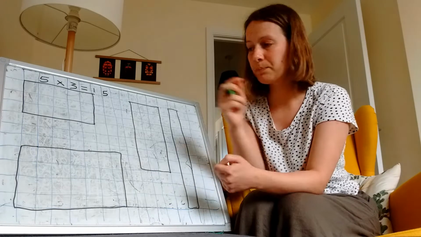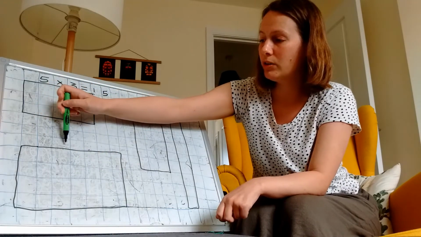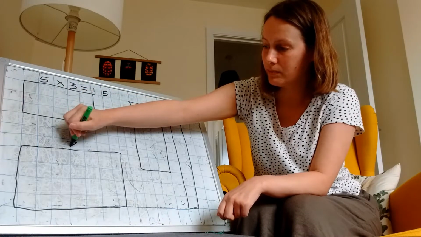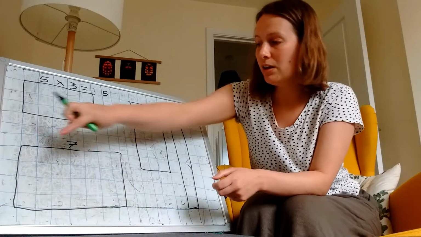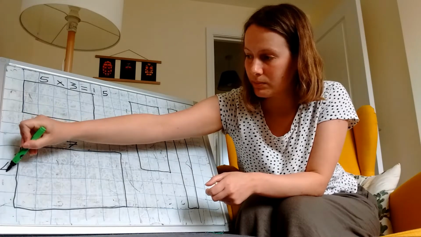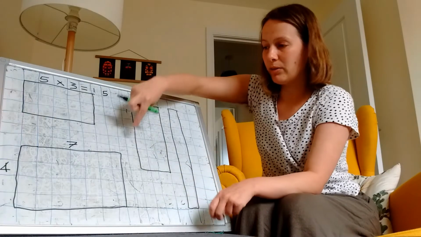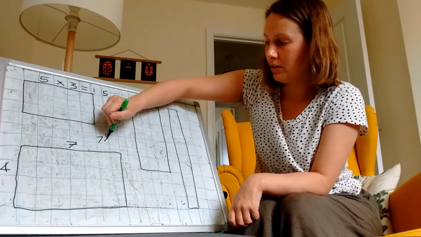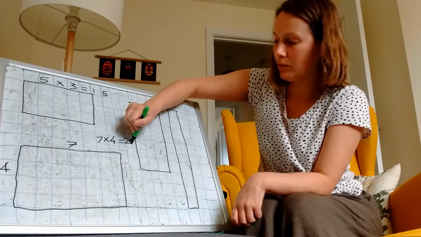Let's try another one. This slightly bigger rectangle here. Along the top I've got 1, 2, 3, 4, 5, 6, 7 squares. And down the side, the height, I've got 1, 2, 3, 4 squares. So I'd work out the area of this rectangle by doing the length times the height. 7 times 4, which equals 28.